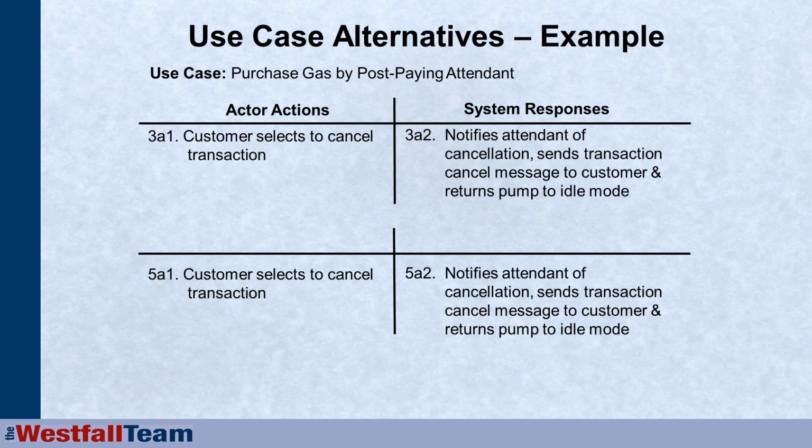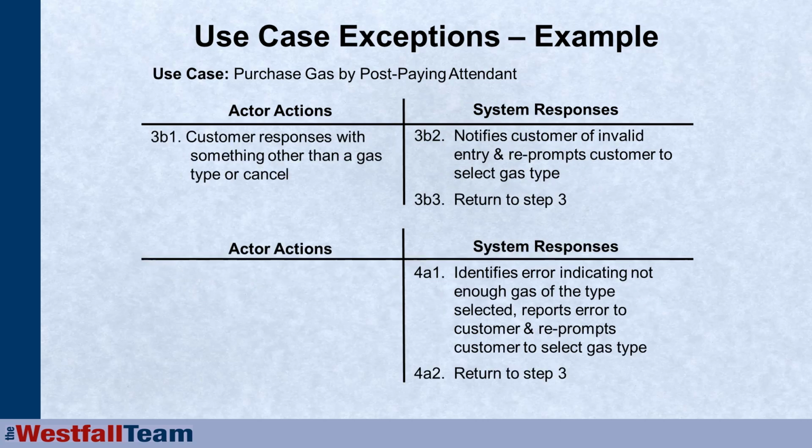Exceptions don't get you to the post conditions, the success. For example, I picked some other key other than the gas type or cancel, and it gave me an invalid prompt and couldn't go forward, returns back and asks me to enter more things, or it indicated there wasn't enough gas of the type I wanted to pump. Again, not success because I didn't get to do what I wanted to do.